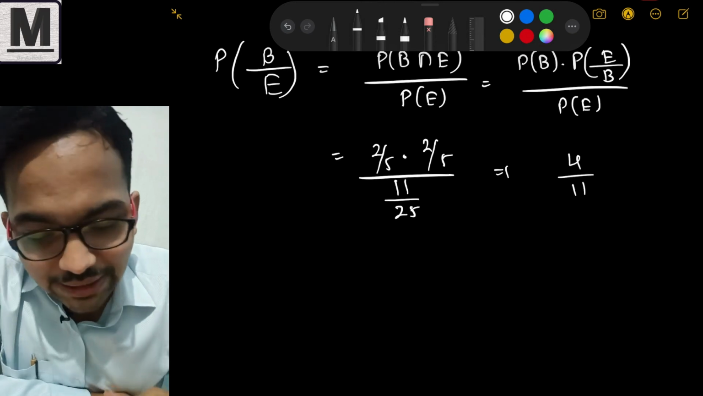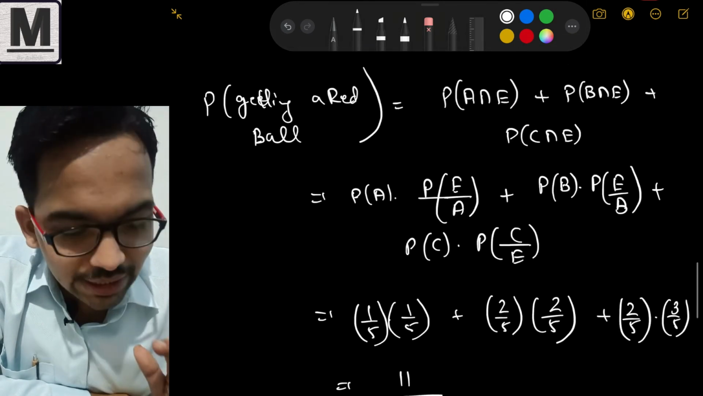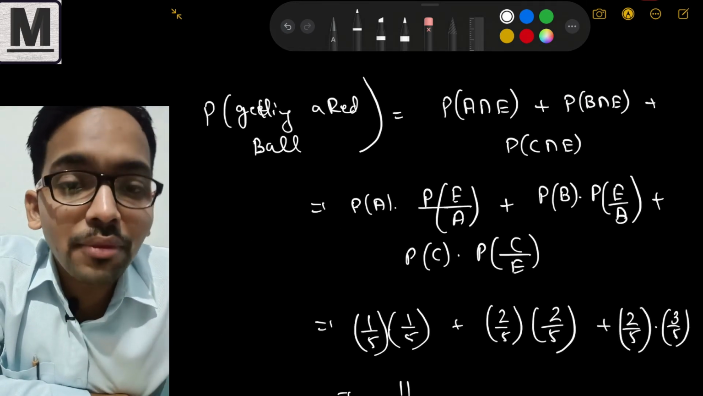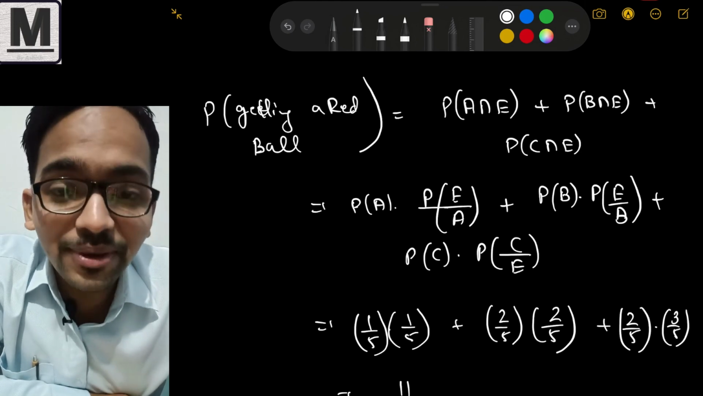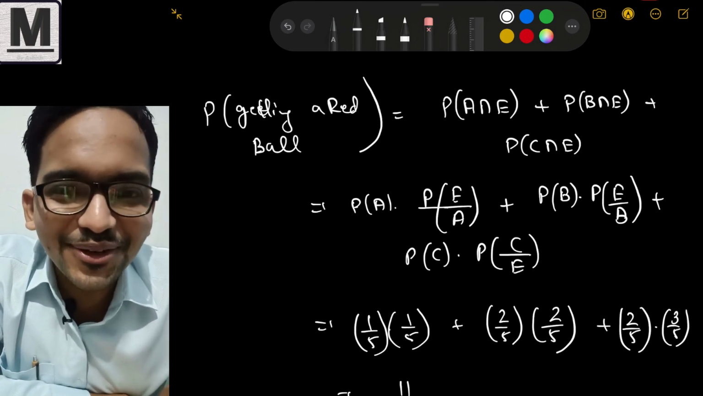So guys, this particular session is all about the Bayes theorem. I hope you understood the concept very well, and just let me know whether you understood it or not.